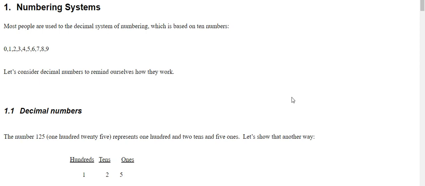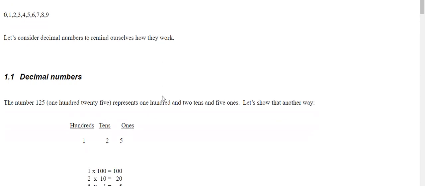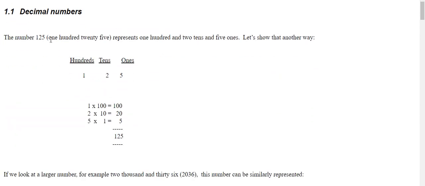So numbering systems, this is a review of what we've just done. We're used to the decimal numbering system, which is based on 10 numbers. And just to remind you of how it works, if we've got a number like 125, the 1 on the left is worth 100, the 2 we multiply by 10, and the 5 we multiply by 1. So 100, 2 10s and 5 1s gives us 125.